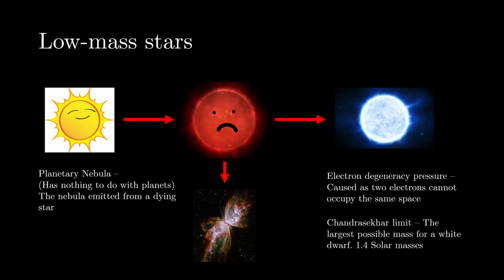I hope I said that right. But it's basically the largest possible mass for a white dwarf to be, which is 1.4 solar masses. And remember, one solar mass is the mass of the Sun.